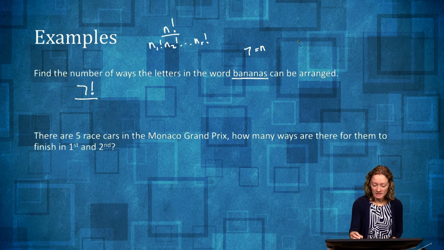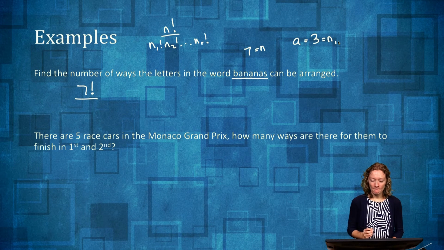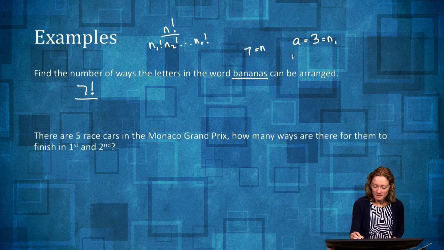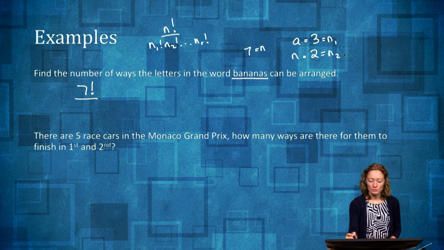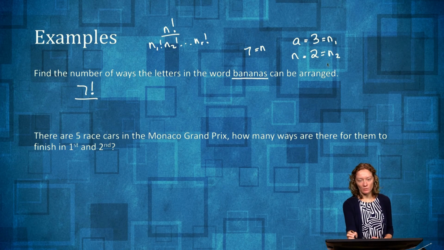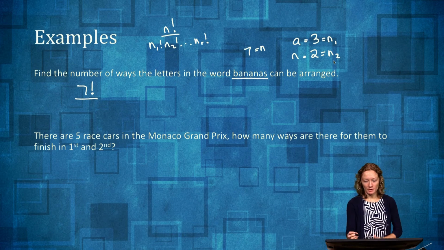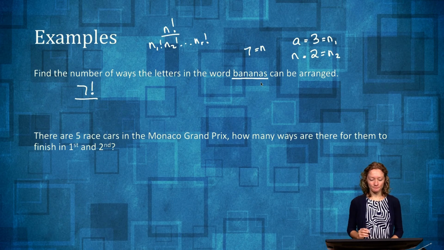We have repetition amongst the A's. There are 3 of them, so this can be our N1. And we have repetition amongst the N's. There are 2 of them. This can be our N2. You could label 3 and 2 as N1 and N2. If you flipped it, it doesn't really matter. But that's where we have repetition.